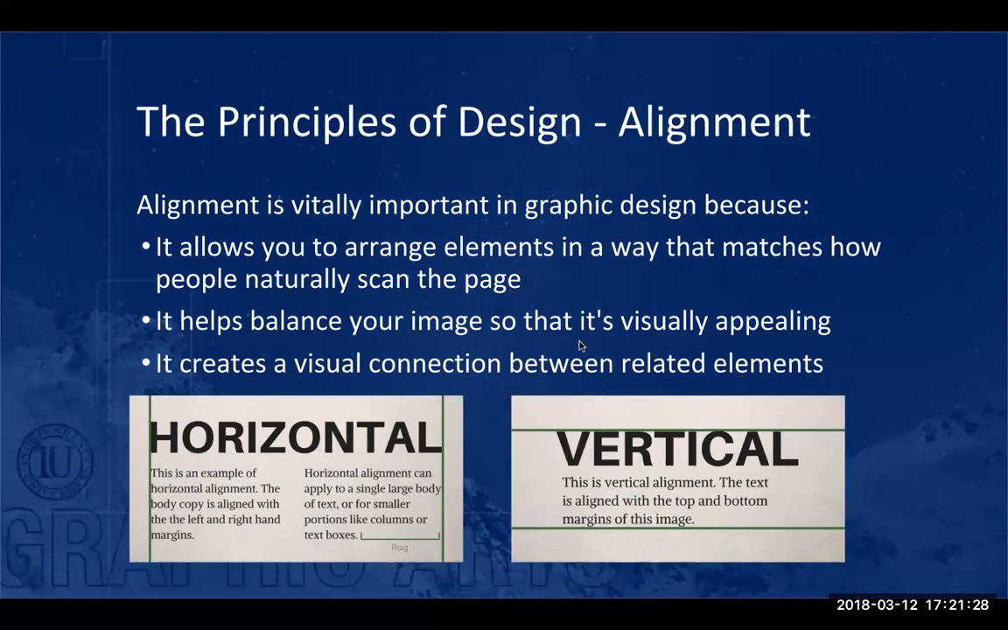So here's an example of horizontal alignment. The body copy is aligned with the left and right hand margins, so it's aligned with both margins. And then this is vertical alignment, where the text is aligned with the top and bottom margins of the page. You can see that there's the same amount of space here as there is down here. It's nice and vertically aligned within this space. And this is horizontally aligned within this space. So it's centered without all of the text being centered.